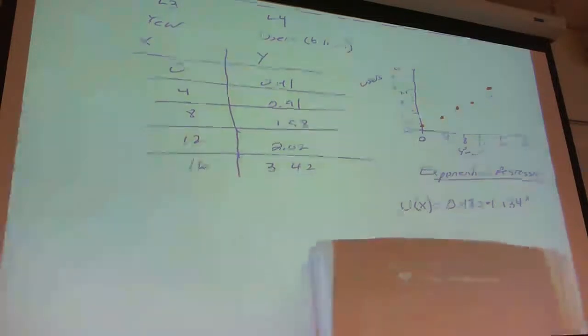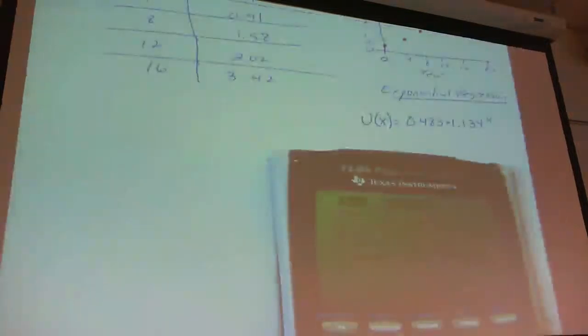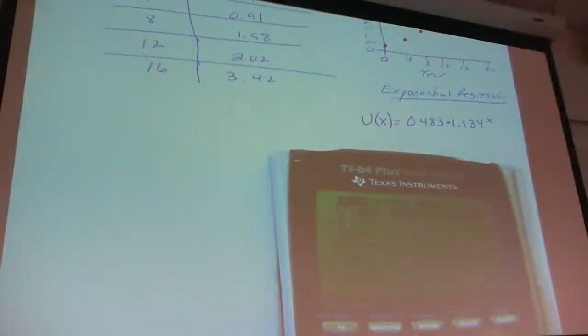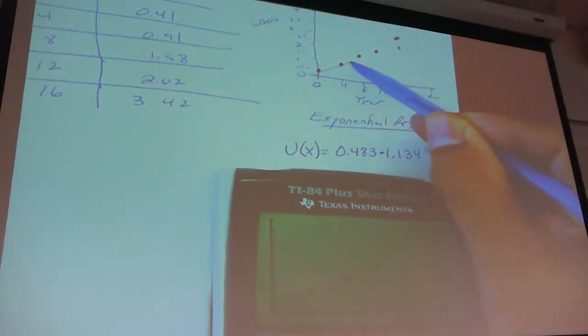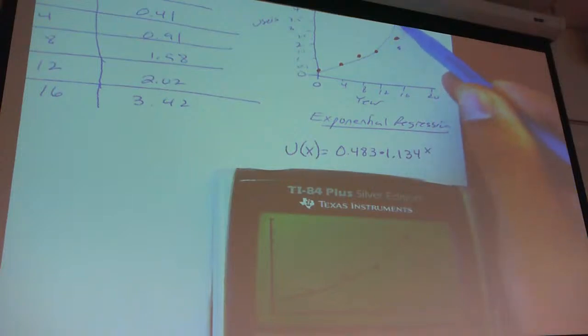To make sure I'm right, go to y equals 0.483 times 1.134 raised to the x. And when I hit graph, what should that line do? Go right through the x. And again, it's not hitting all perfect, but it is pretty good fit.